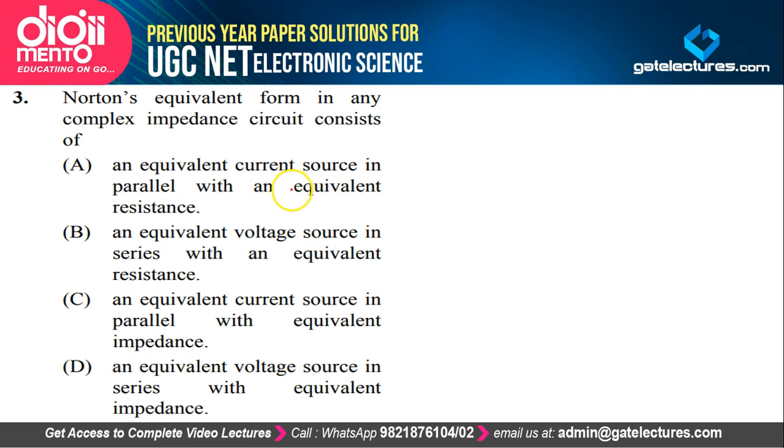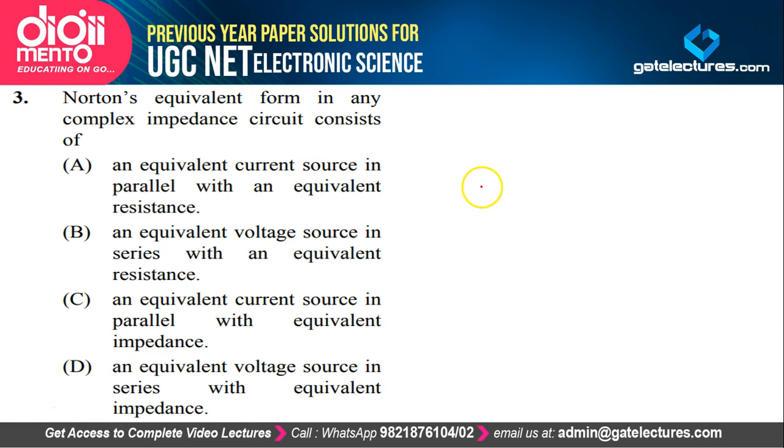Now look at the next question. Norton's equivalent form in any complex impedance circuit consists of: equivalent current source with the equivalent resistance, equivalent voltage source in series with equivalent resistance, equivalent current source in parallel with equivalent impedance, and equivalent voltage source in series with equivalent impedance.